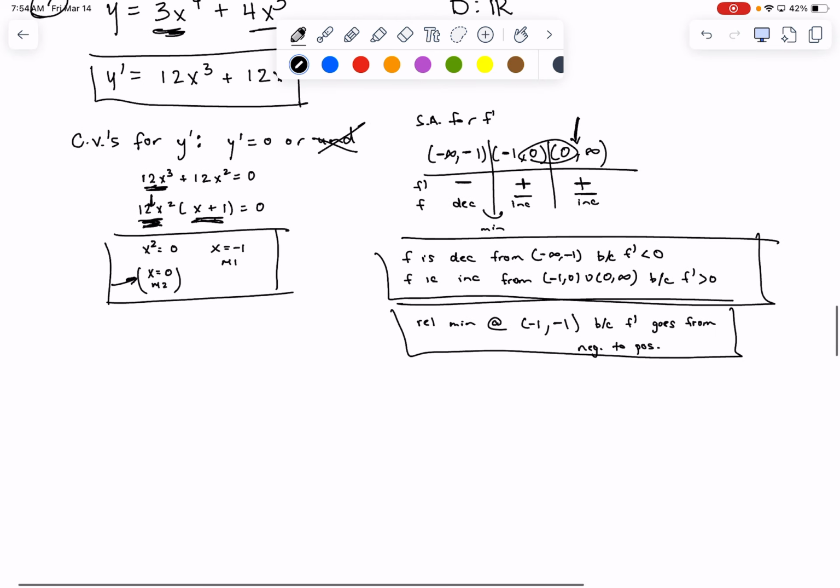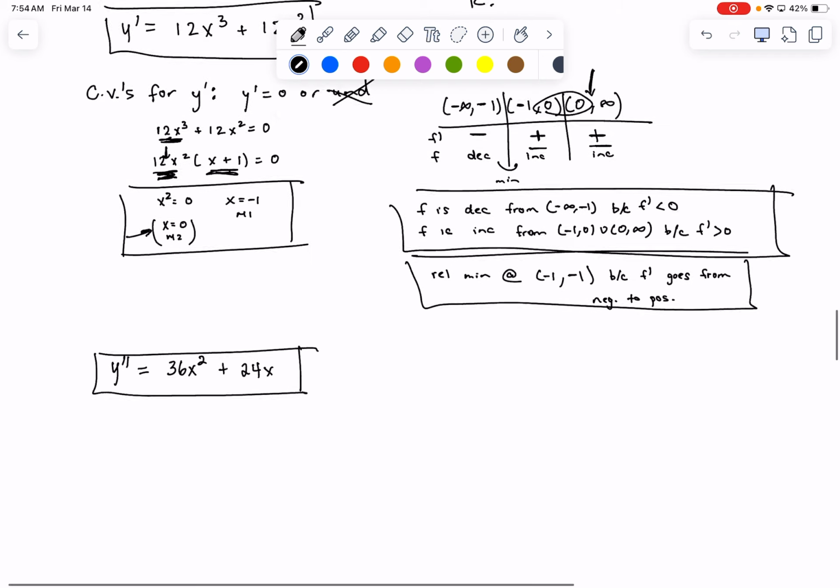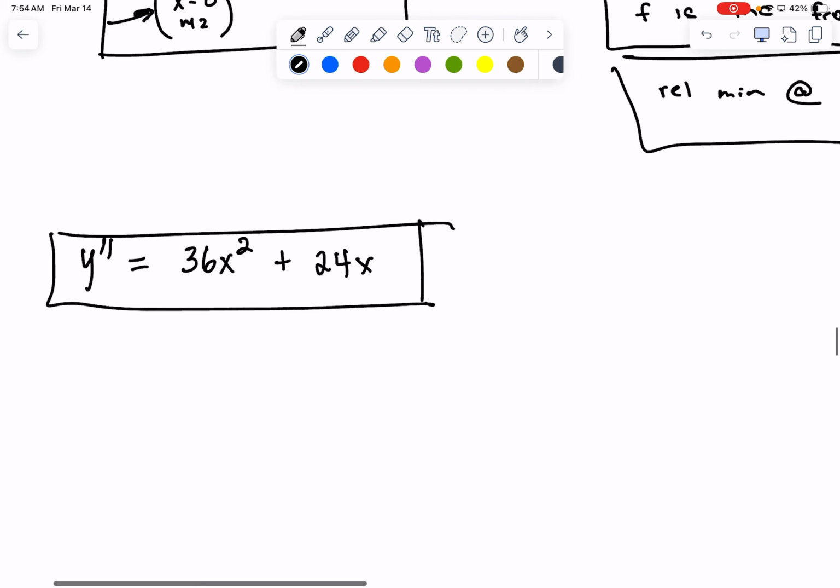I might as well finish this one for you since you came in early, so you can have it just done. So second derivative, what would second derivative be? 36x squared plus what? 24x. I can factor out a what? 12x. Block off my second derivative. Set my second derivative equal to 0. So I get 36x squared plus 24x is equal to 0. Factor out a 12x, I believe. That'll leave me a 3x plus 2.